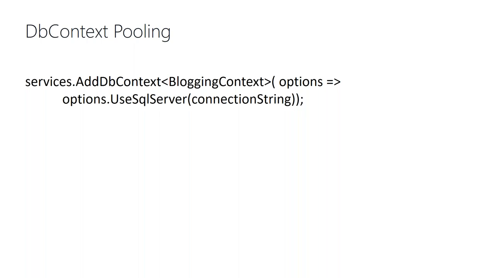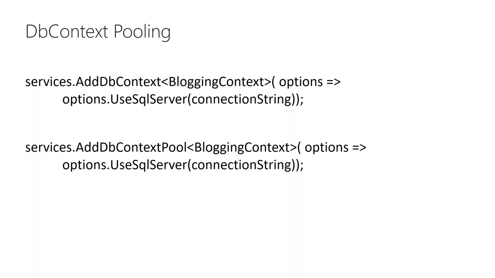So what we have to do is, when we're adding services to our service pipeline, in the past and currently, we can call AddDbContext and give it the context type, and then set the options. We're going to use SQL Server, and we give it a connection string so the DbContext knows how to connect back to the SQL Server instance. The only thing we have to do to get DbContext pooling working, and this is amazing, is exchange AddDbContext with AddDbContextPool. That's all we have to do.